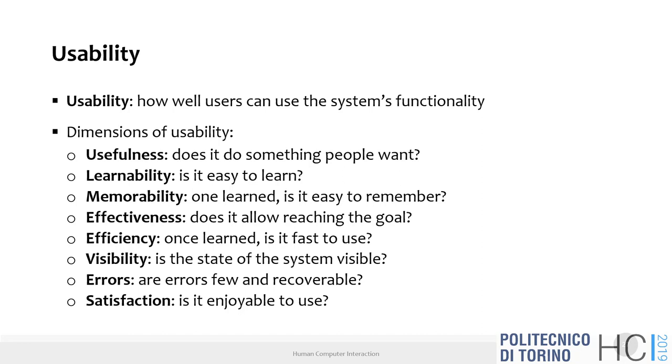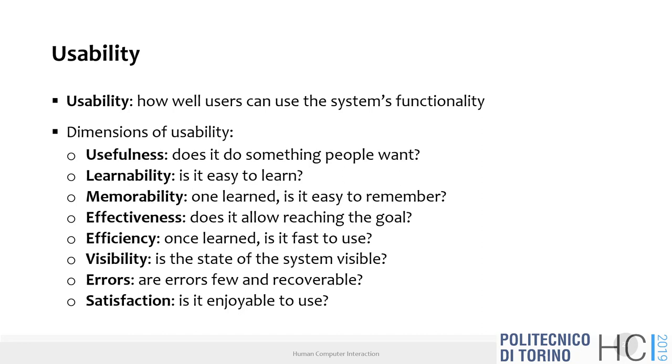Effectiveness, or does it reach the goal? So the usefulness is, does the goal please me? So I like what the system is providing me, but the effectiveness is whether the system really provides it, or just gives me 90% before the end of the goal. Efficiency is the time and effort required to reach the goal. How many clicks, how many seconds, how many actions, how many screens, how many pages do I need to get to the goal? Okay, so once learned, after the learning phase, is it efficient to use, or does every time more time is needed?